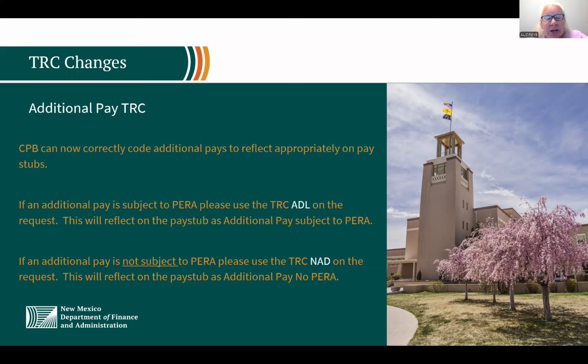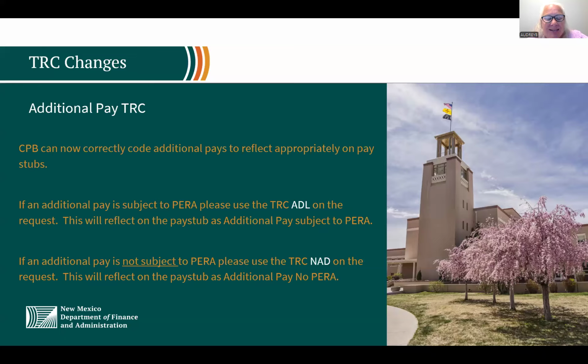And it has been my goal since I started here to get that corrected. We finally figured out how to get this corrected. So moving forward, if you submit a request for an additional pay that is subject to para, please use the TRC ADL on the request. ADL will reflect as additional pay subject to para. And we have figured out how to actually make that subject to para, so that the para will be calculated and taken out of it.